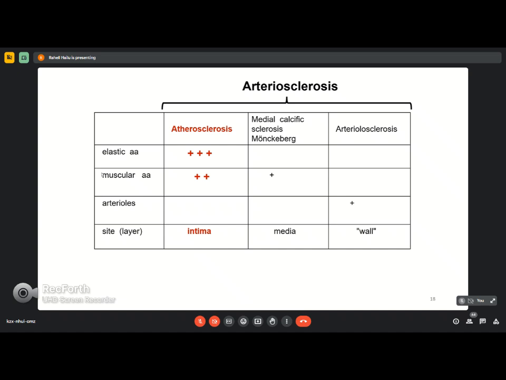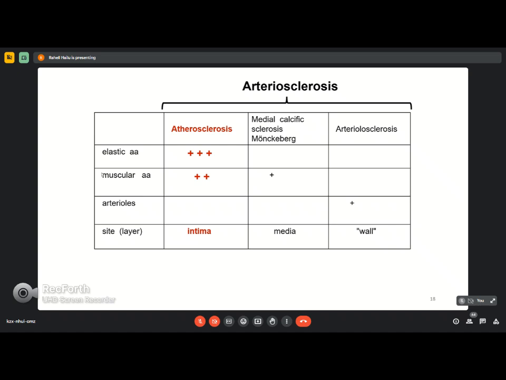So the other hardening is arteriolosclerosis, which, just like its name, is hardening of the smaller arteries, right? The arterioles. And this usually specifically occurs in hypertensive patients, which we will get to discuss in our next lectures.